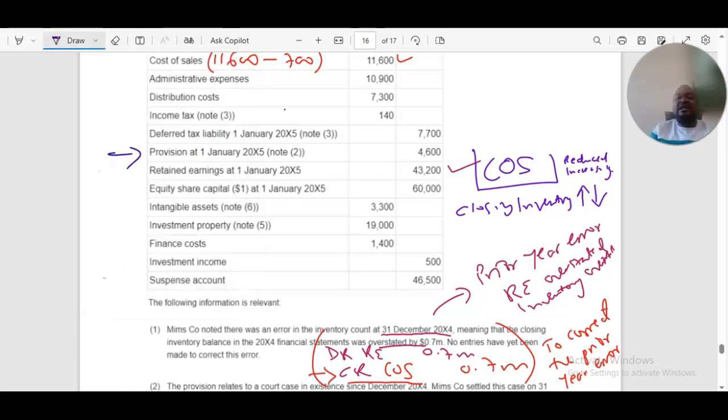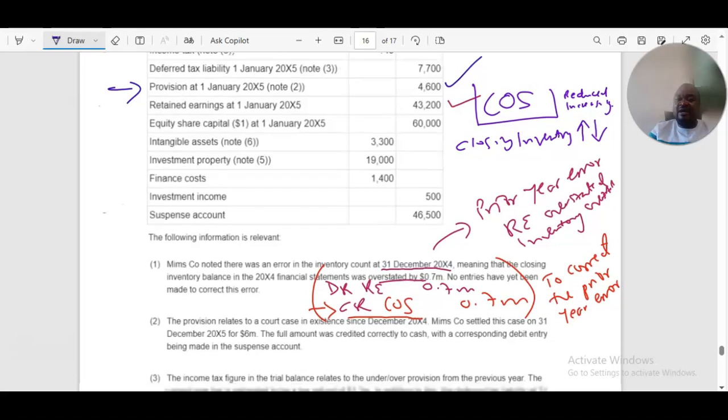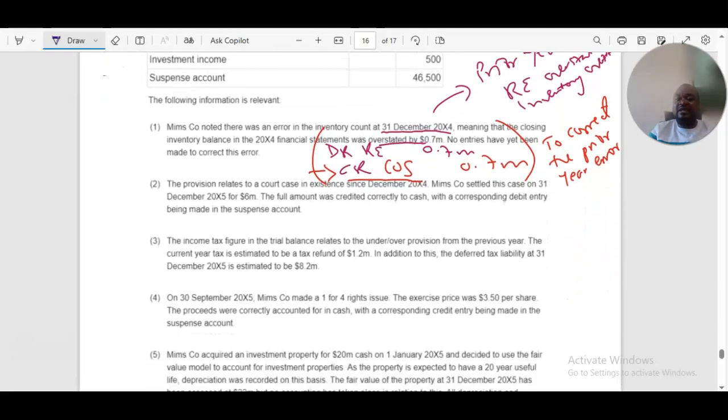So this is the provision, and it is being written as 4.6 there. When you see that, you then have to be very, very happy. So the provision on the trial balance is appearing, yes, on the correct column. The liabilities are on the credit side, which is good. So 4.6, that's the value or the carrying amount of the provision in our records. And we are being told it relates to a court case in existence since 2024.